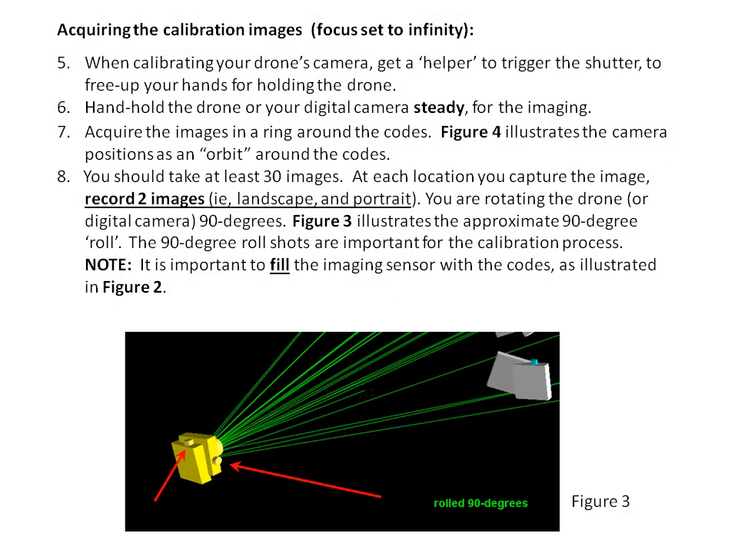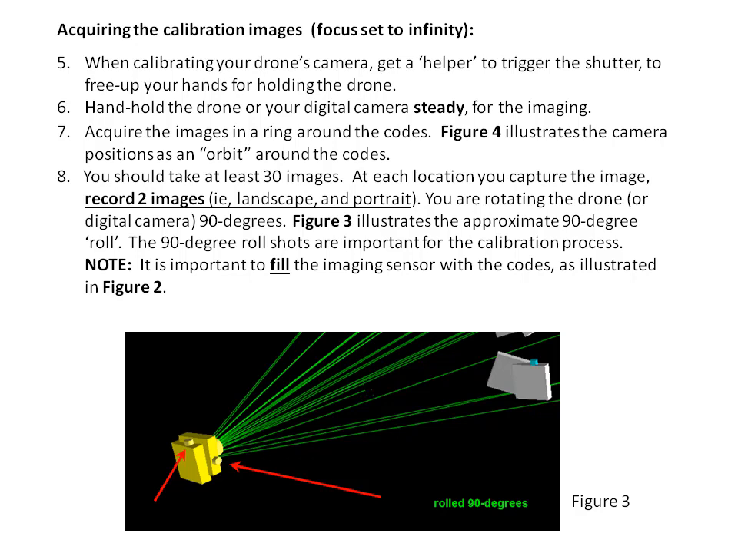5. When calibrating your drone's camera, get a helper to trigger the shutter, to free up your hands for holding the drone. 6. Hand hold the drone or your digital camera steady, for the imaging. 7. Acquire the images in a ring around the codes. Figure 4 illustrates the camera positions as an orbit around the codes.